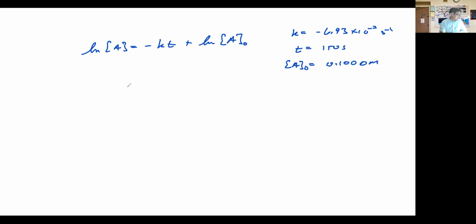Now, in order to solve for A, we have to be careful here. We have to take the inverse natural log, which is Euler's number, the base e. Make sure you keep that in mind. I'm going to substitute in the values to help with that. The concentration of A is going to be e raised to the power of minus Kt plus natural log of the initial concentration.